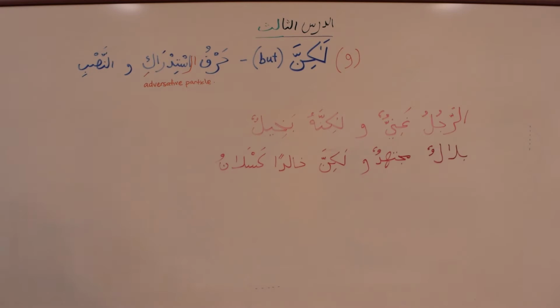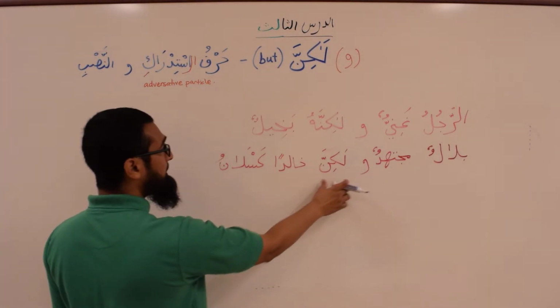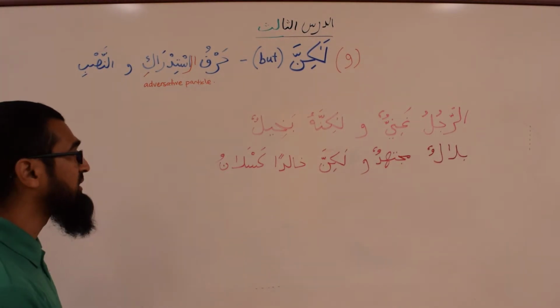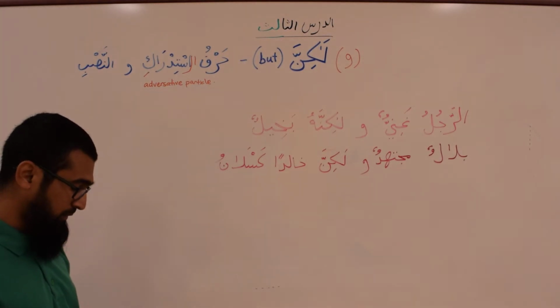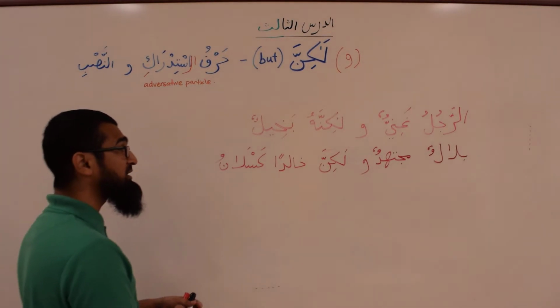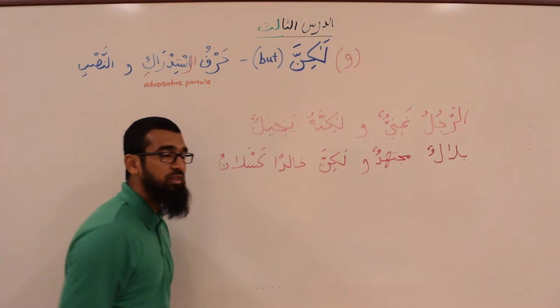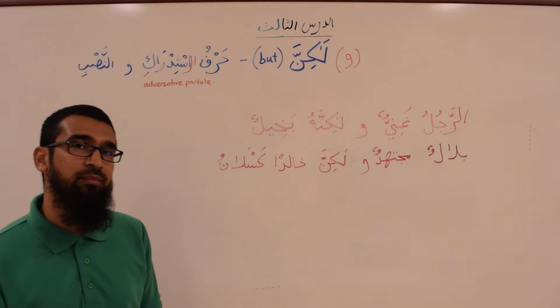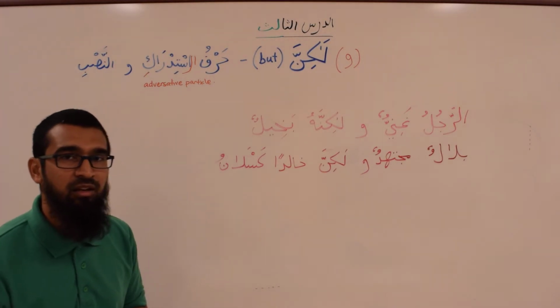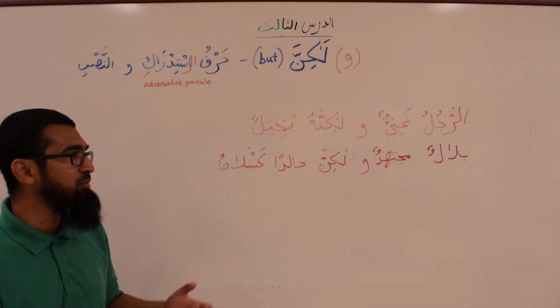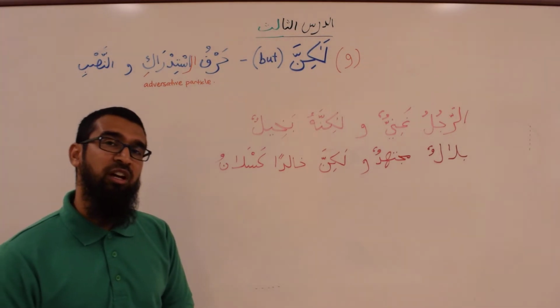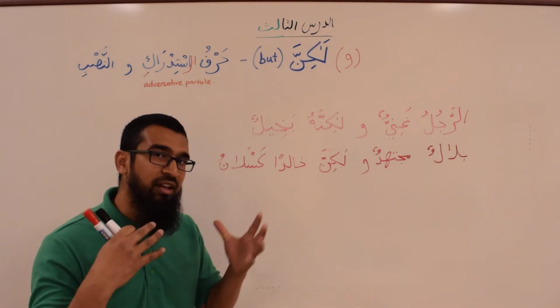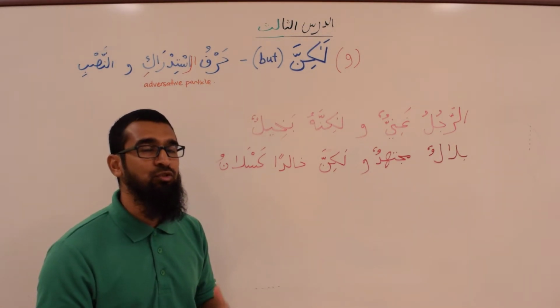خالدا كسلان. So look at this. Bilal is mujtahid, hardworking. ولكن, but Khalid, alright, is lazy, kaslan. So why did we use lakinna? Because if you say that Bilal is mujtahid, you would think that Khalid is also mujtahid, because you're talking about hardworking people. So Bilal is mujtahid, you're thinking that okay, Khalid is going to be mujtahid as well, right? Because these two people are in your mind.